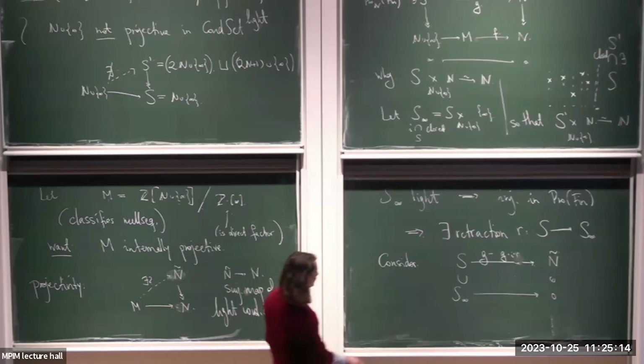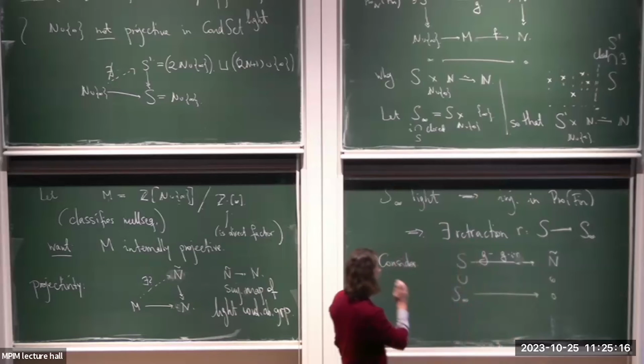So on S infinity, it's a constant map 0.